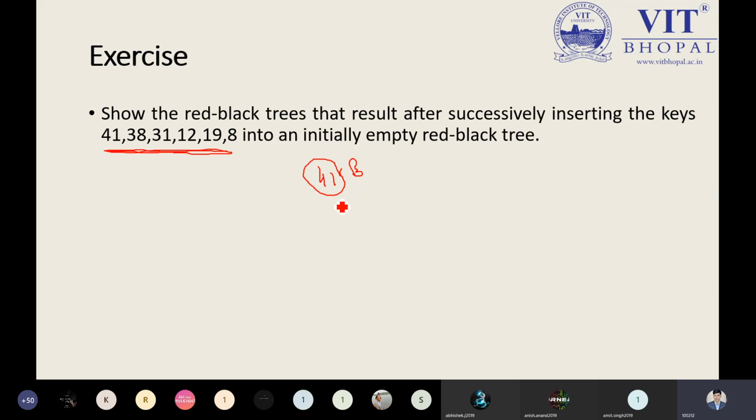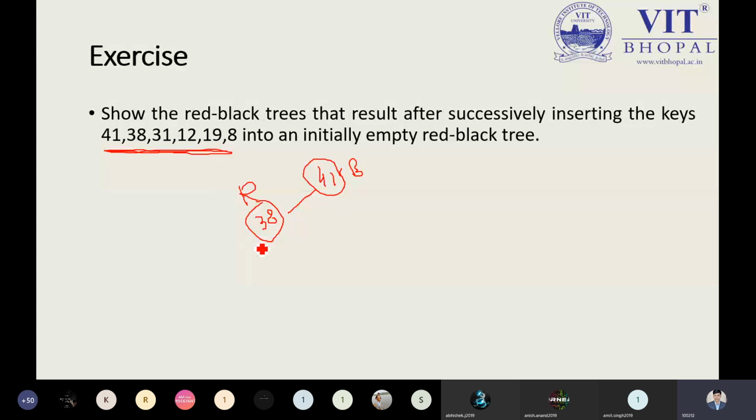So 41 is our root node, that is black. Okay, now what is the next step? Sir, 38. Where should I put it? Sir, in the left side. So on the left side, it would be in the form of red. Yes sir.